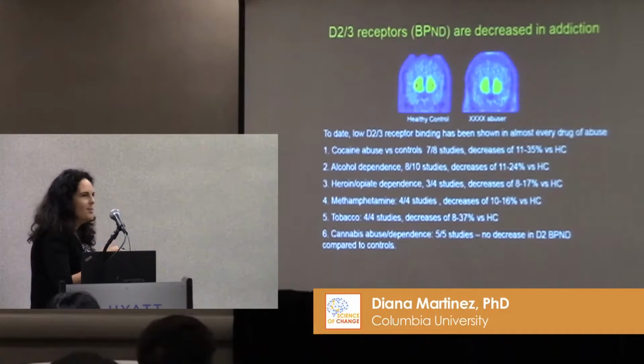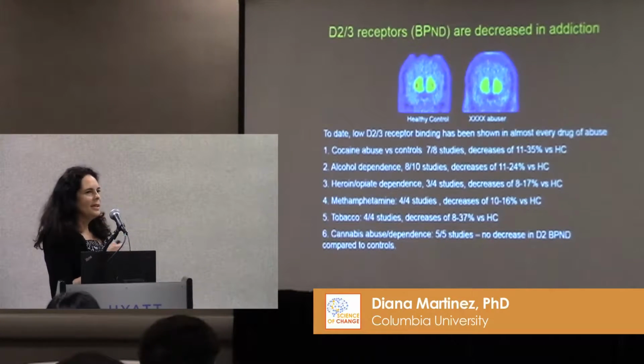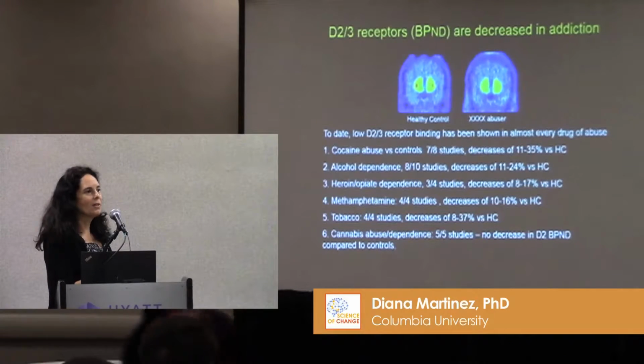Now, going back in time, quite some distance back in time, we have known that addiction is associated with a decrease in D2 receptor binding. This is going back into the mid-1990s, at least with alcohol and cocaine dependence. In the beginning, it was thought to be related to cocaine dependence, but now we know that the decrease in D2 receptor binding spans all kinds of addictions, and it's very reproducible. So in cocaine addiction versus control, 7 out of 8 studies have shown a decrease in D2 receptor binding. Alcohol dependence, 8 of 10. Heroin, methamphetamine, tobacco, we see a consistent decrease in D2 receptor binding across these addictions.